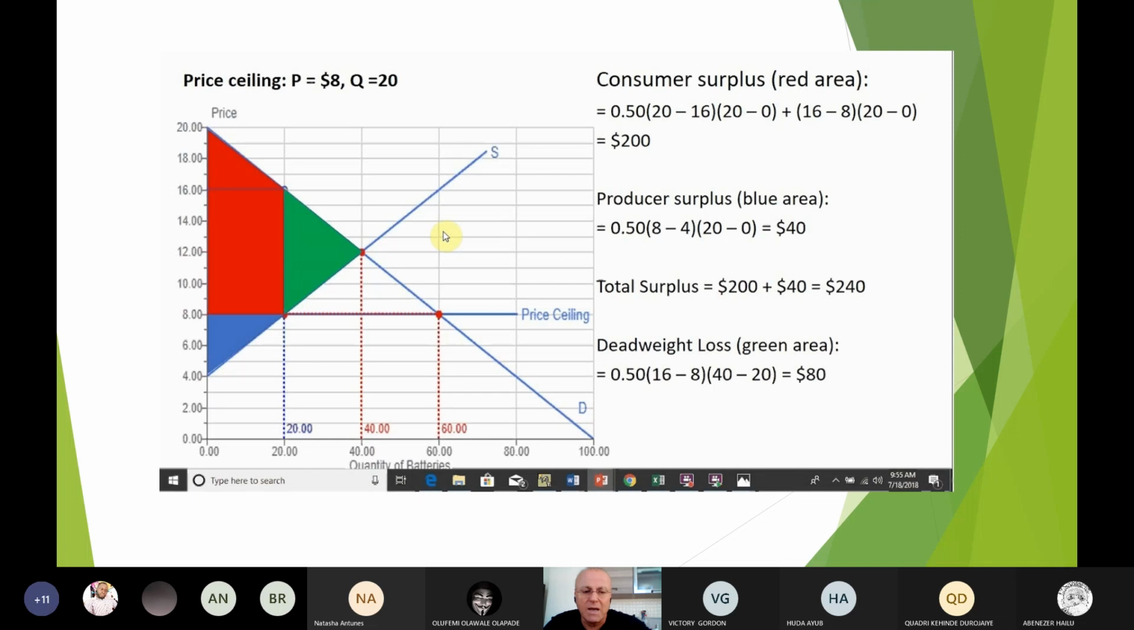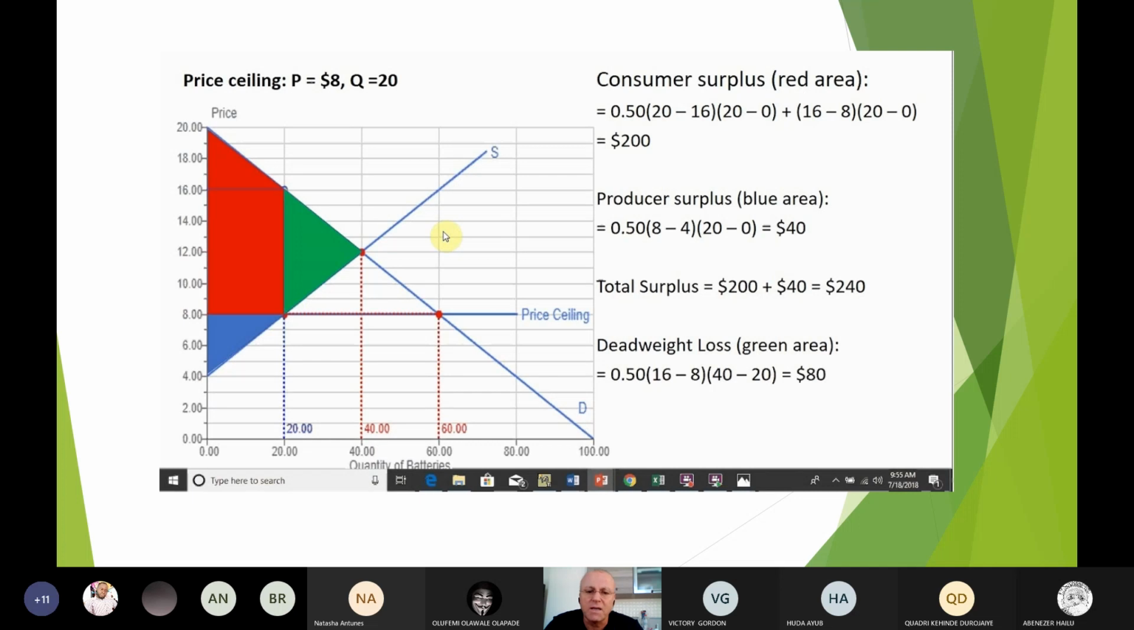And for consumer surplus, as I mentioned, you first calculate the rectangular area, which is 20 minus 16 divided by 2 and multiplied by 20. That gives you the first triangle, the upper area. Then you calculate the rectangle, 16 minus 8 multiplied by 20 minus 0, which is 20 units, because the quantity sold is calculated. Sorry, this is a rectangle, not a triangle, so you don't have to divide it by 2. Then you will have 200 for the consumer surplus and 40 for the producer surplus.